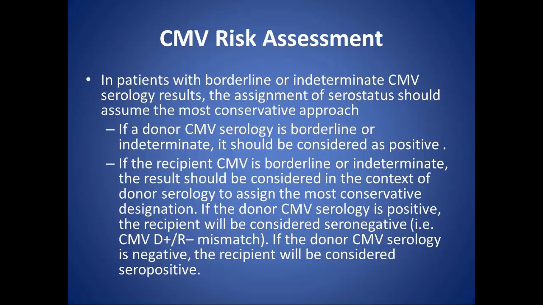If the recipient is borderline or indeterminate, then you're going to assign the most conservative approach. So if the CMV serology is positive for the donor, then you're going to consider the recipient negative and treat them like a mismatch. If the donor's CMV is negative, then that recipient will be considered seropositive if they happen to be indeterminate. So again, you're going to take the most conservative, most aggressive approach and always err on the side of being more aggressive in those patients.